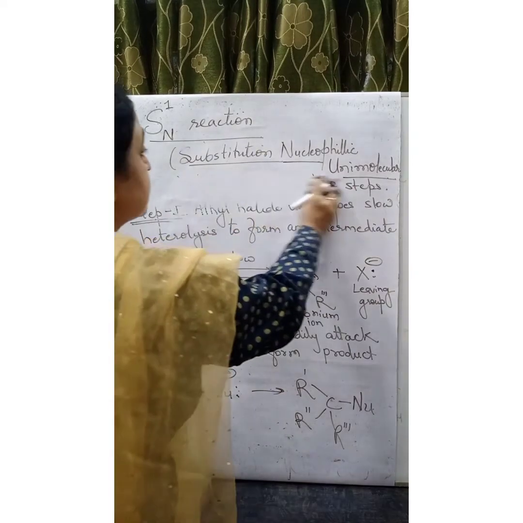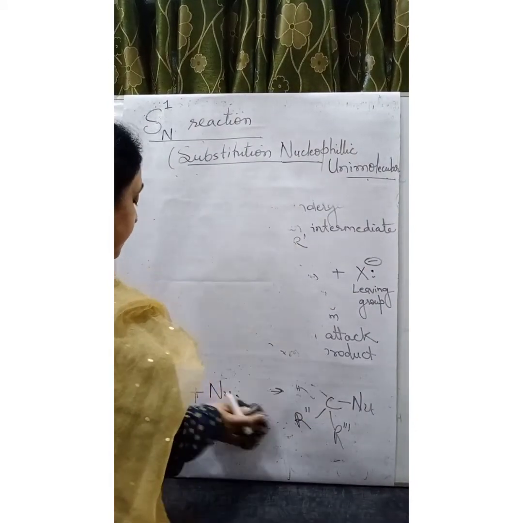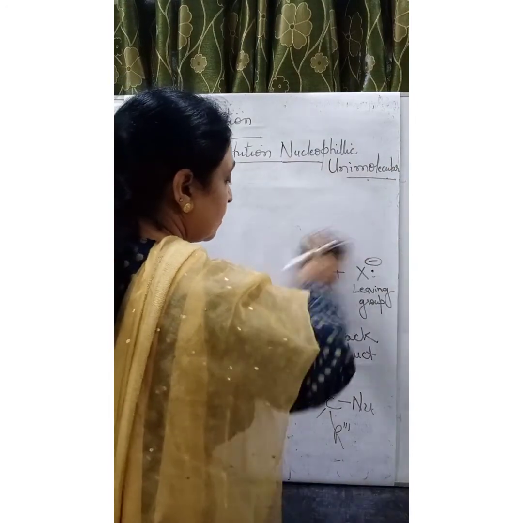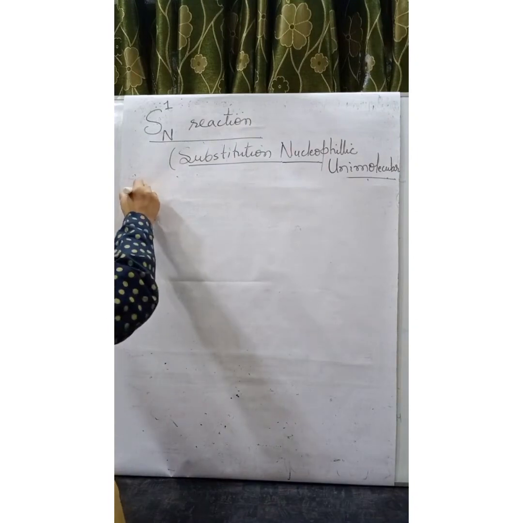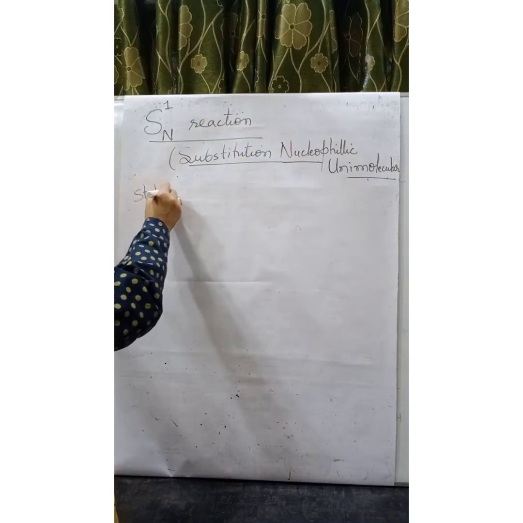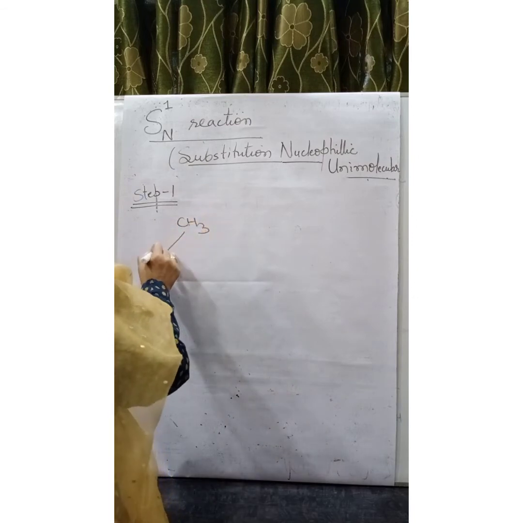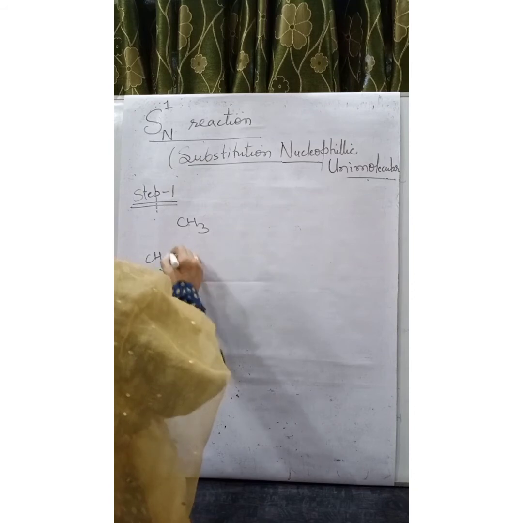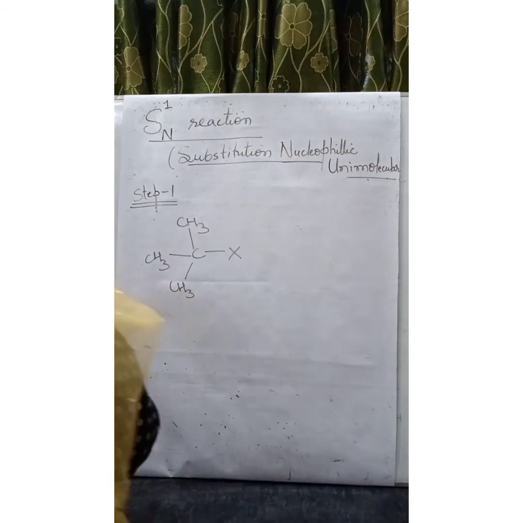Let us understand this with the help of an example, that why we are getting the mixture of inverted and retained products. Take for example, in step number 1, we are having this compound.